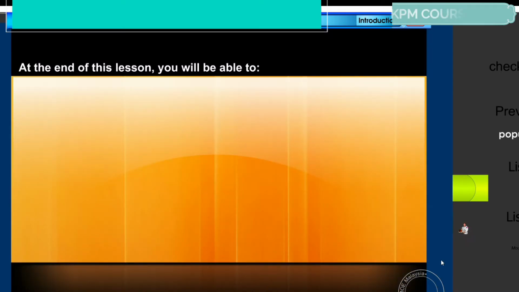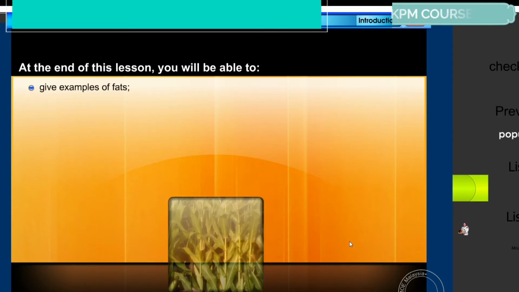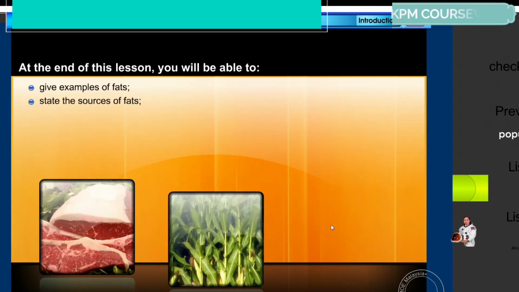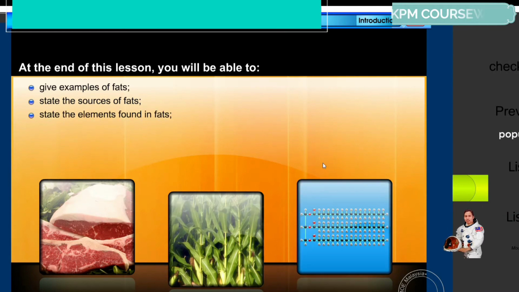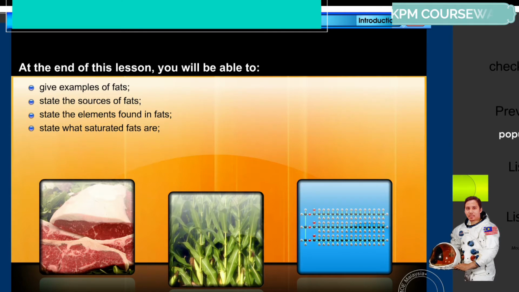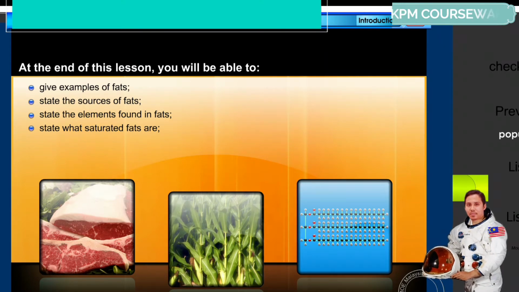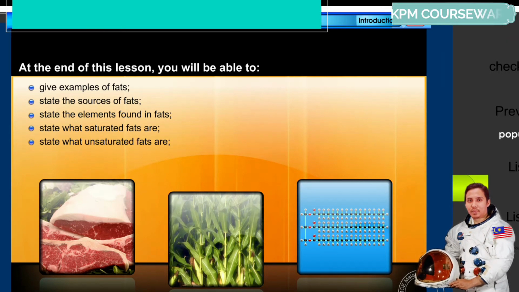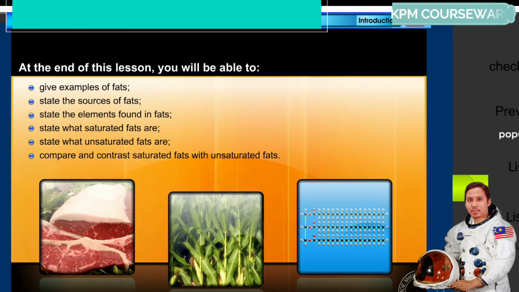At the end of this lesson, you will be able to give examples of fats, state the sources of fats, state the elements found in fats, state what saturated fats are, state what unsaturated fats are, compare and contrast saturated fats with unsaturated fats.